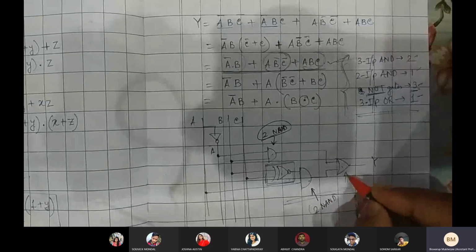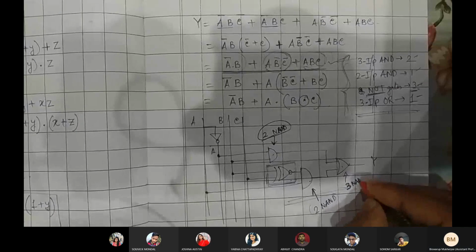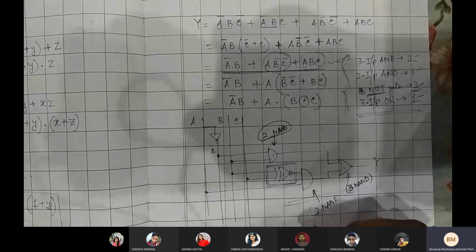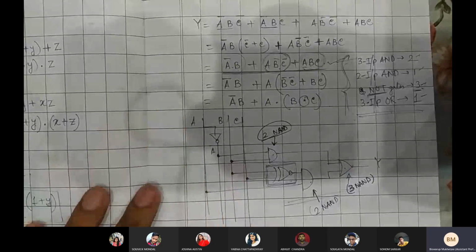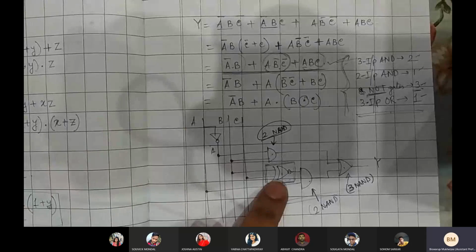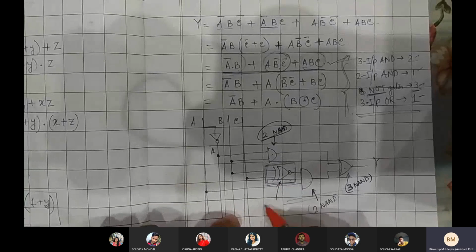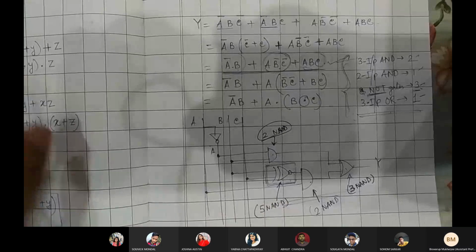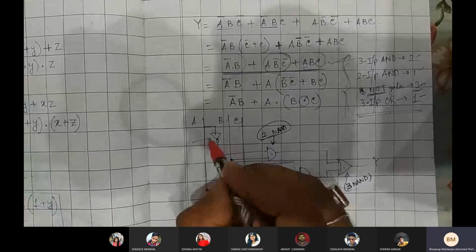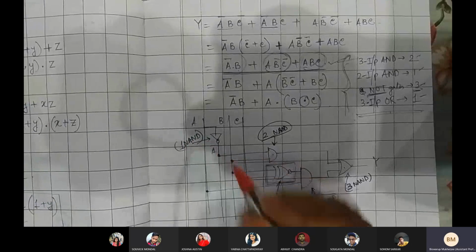This one will require 3 NAND. Okay, because we know OR gate can be implemented with 3 numbers of NAND gates. And this XNOR gate, NAND দিয়ে করতে গেলে কটা লাগবে? It will be requiring 5 NAND. 5টা NAND gate লাগবে. This NOT will require 1 NAND gate. Okay, এটা একটা NAND gate.